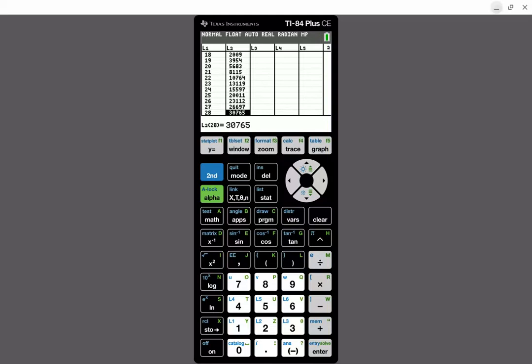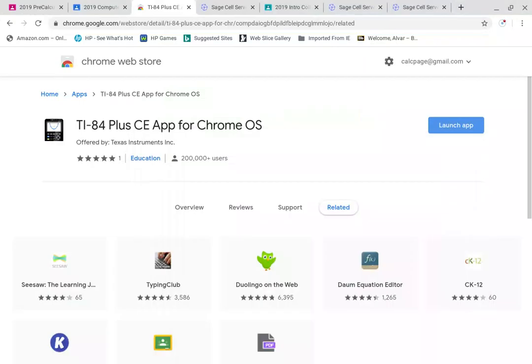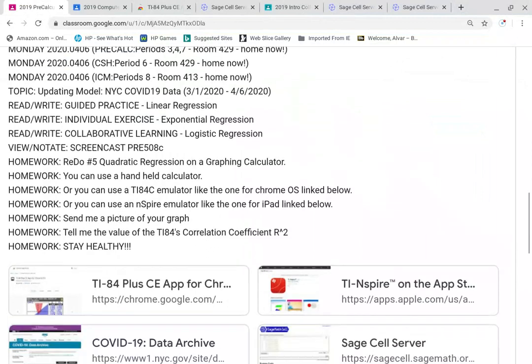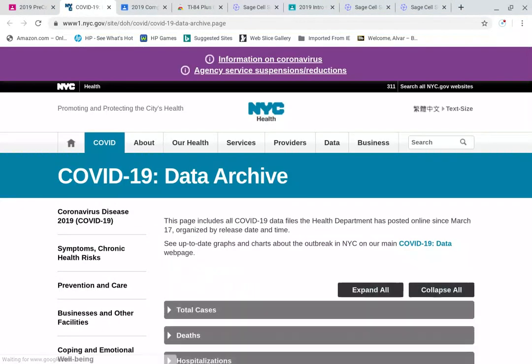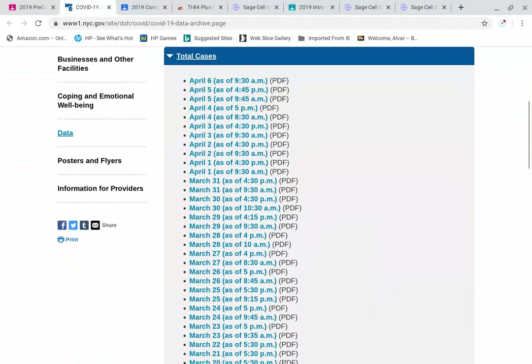Alrighty, so that's that. Now, let's go back to today. Today, what I'm going to do is I'm going to add more data. And here's the data. They already updated total cases at 9:30 this morning. I don't have that data in my model. I'm not going to update my model until I have a full day's worth of data.